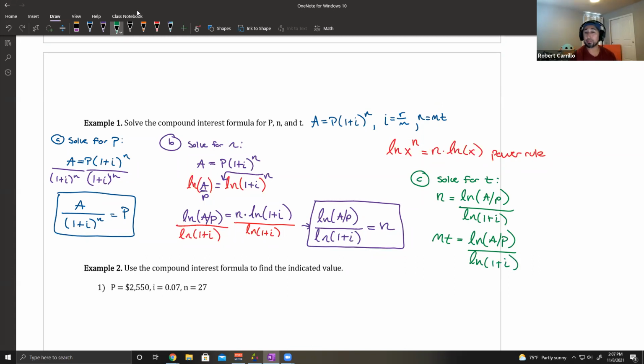And in order to solve for time, all you have to do is divide by m. And if I divide by m, you will get t equals the natural log of A over P over m times the natural log of 1 plus i.